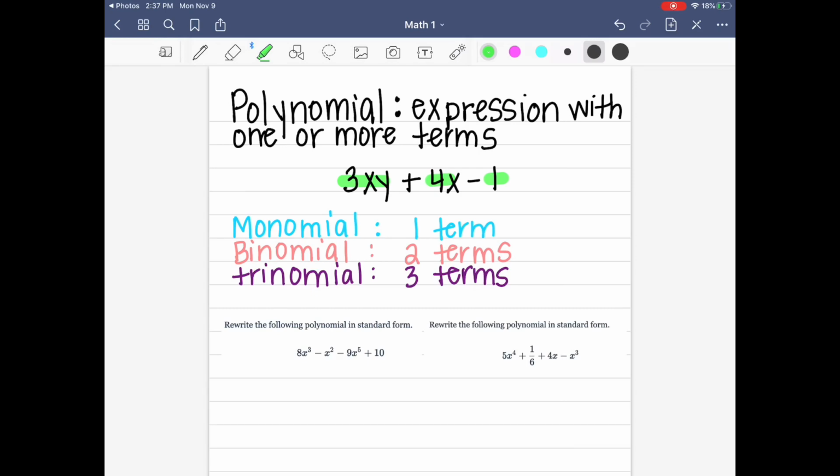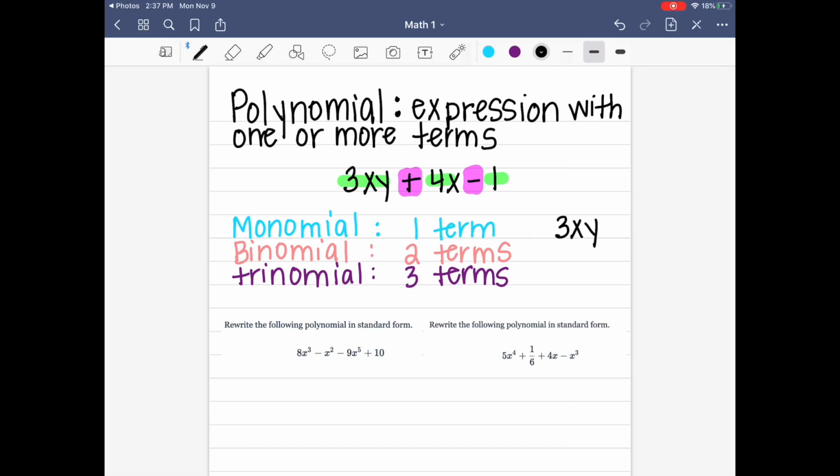So I have 3xy is one term, 4x is another term, and 1 is a third term. And they're all separated by addition or subtraction. So I have three terms, and they're separated by addition or subtraction. Now, we have a more detailed name for 1 through 3. If I have just one term, then we call that a monomial. So just one term would just be 3xy by itself.